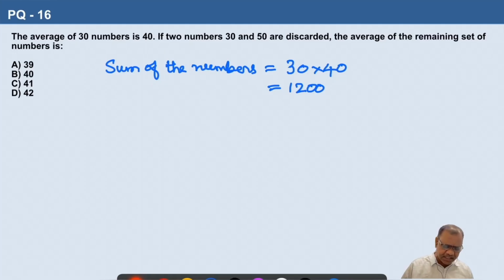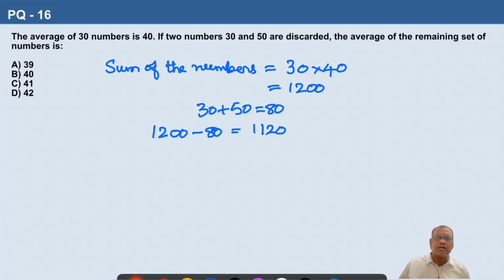Two numbers 30 and 50 are discarded. 30 plus 50 is 80, so 80 should be subtracted. 1200 minus 80 gives 1120. If two numbers are removed, how many numbers are there? 30 minus 2, 28 numbers. Now we have to find the average of the remaining numbers. 1120 is the sum of the remaining numbers, and the remaining numbers are only 28.